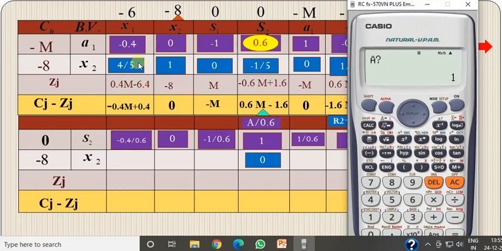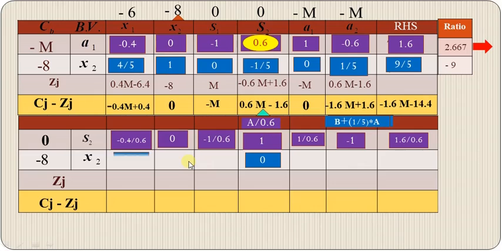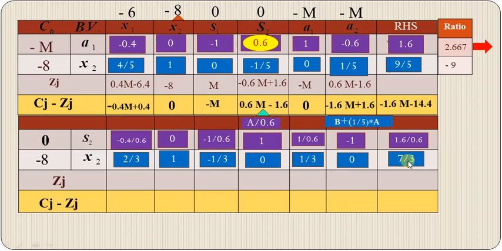What is the value of A? We have to take the new value of A, that is minus 0.4 upon 0.6. So minus 0.4 upon 0.6 gives 2 by 3, which is nothing but 0.6667. You can see here, you will get 2 by 3. Similarly, for the next values, you will get 1, minus 1 by 3, 1 by 3, 0, 7 by 3.